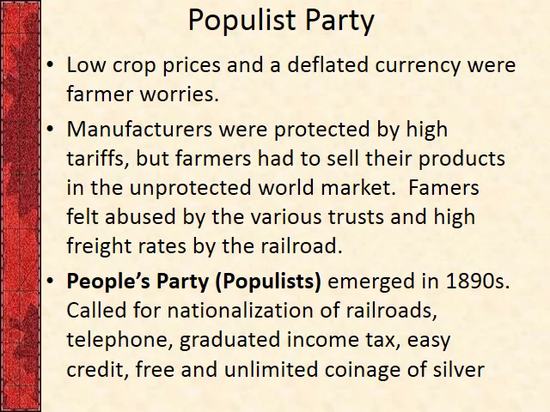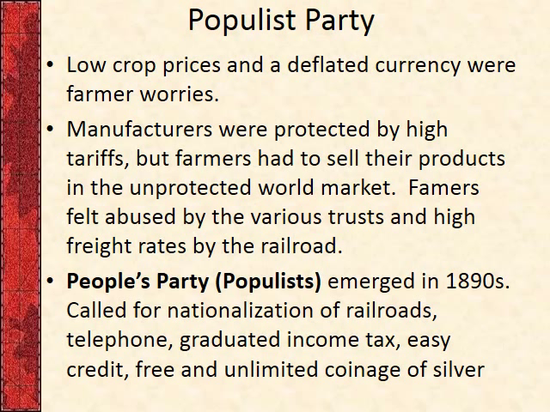Here's just another reminder. They wanted the nationalization of railroads to get rid of the high freight rates. They wanted the nationalization of the telephone. They wanted a graduated income tax. So in other words, poor people would pay a very low percentage or no percentage, and rich people would pay a high percentage. They wanted access to easy credit, so you'd almost have multiple branches of the Bank of the United States out west.